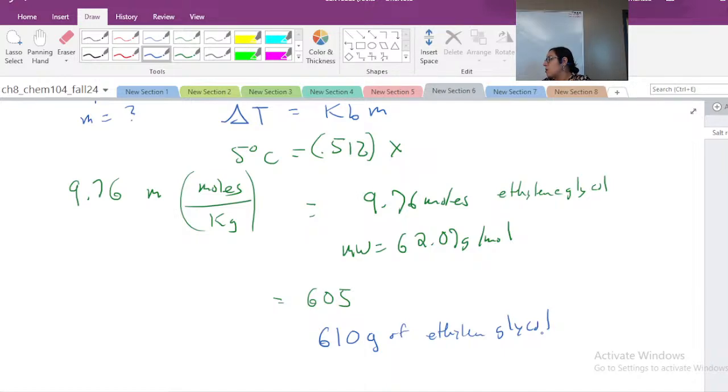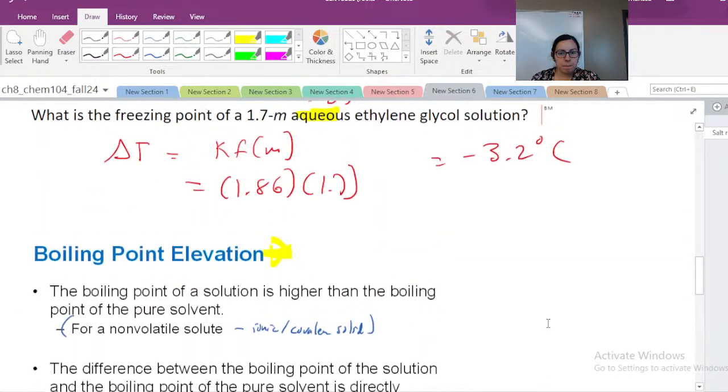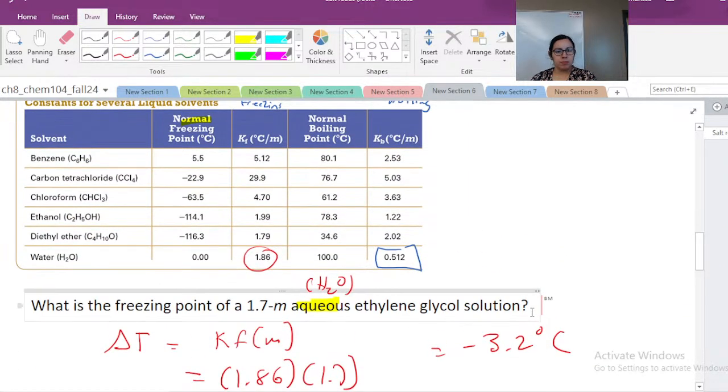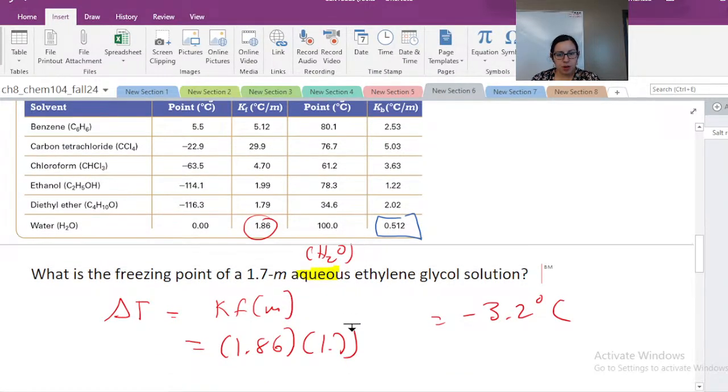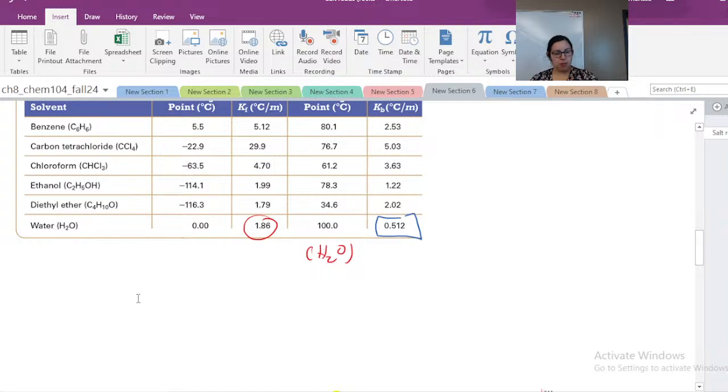So you want to do another practice like that? Yeah, so let's do another practice problem. Here, let's look at another one. I'm going to insert a practice problem here so we can look at the chart.